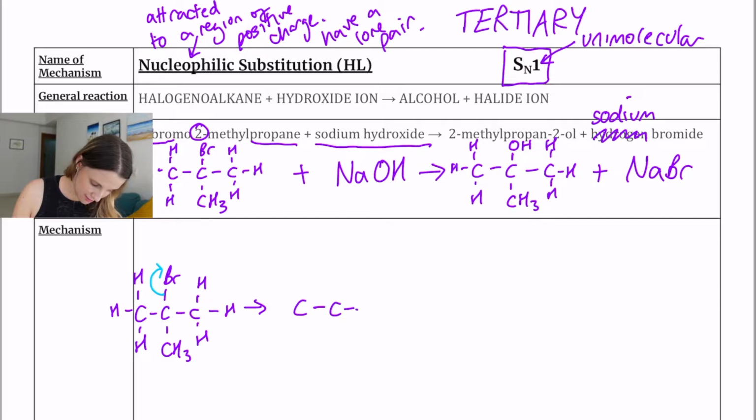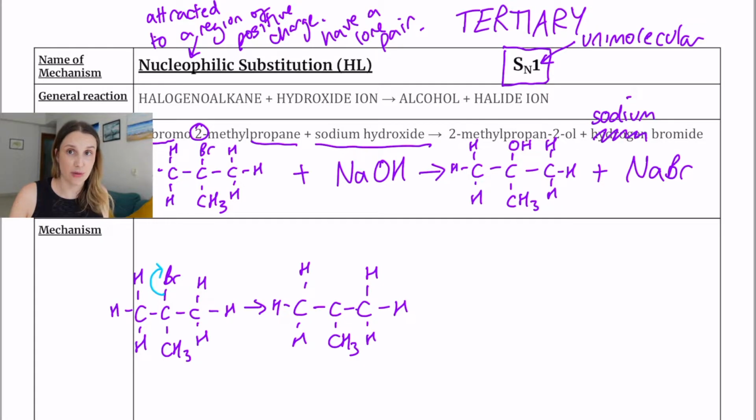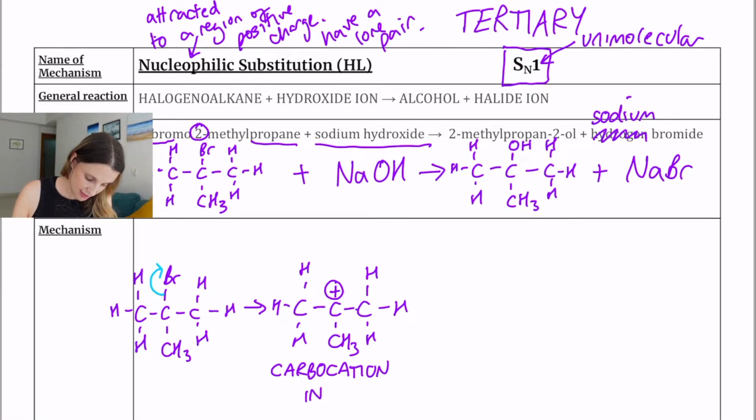Most of this species looks the same. These hydrogens are still here. This CH3 is still here. Notice how that CH3 has the carbon attached to the bond and not the hydrogens. But there's a gap in the middle here, and that is now a positive charge. And we call this a carbocation intermediate.